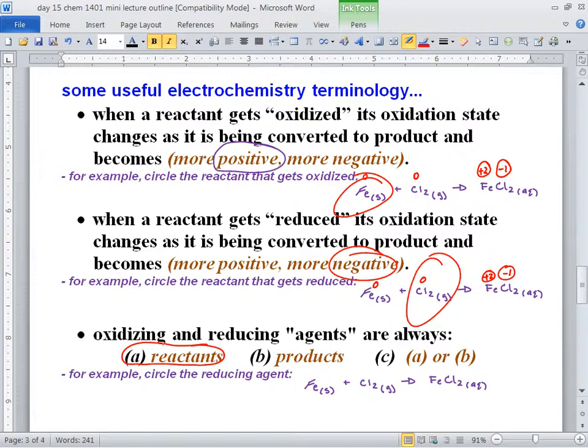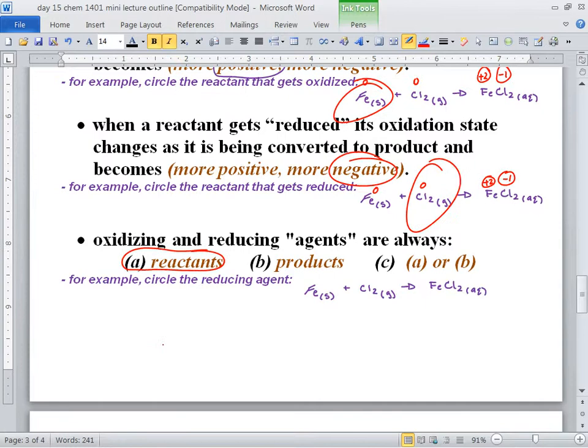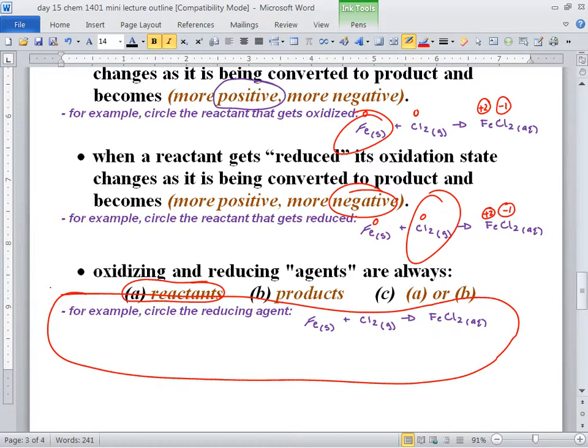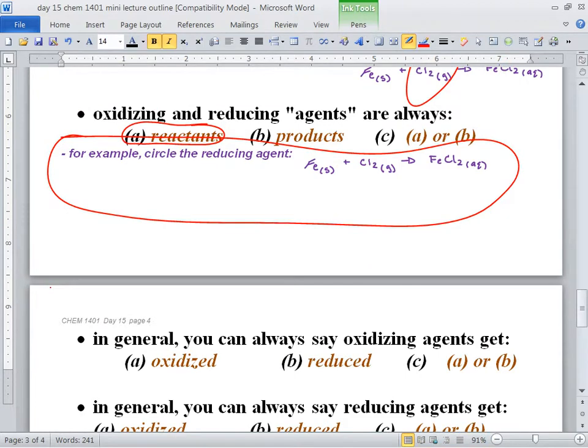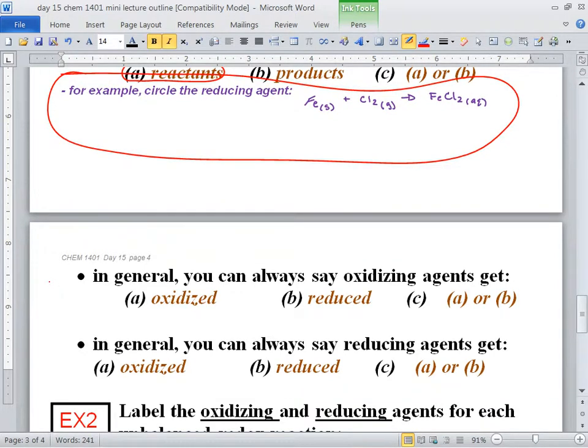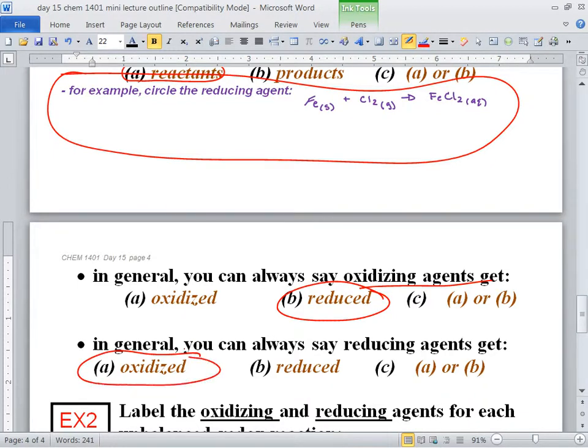We're not ready for this example yet, we'll come back to it. Oxidizing and reducing agents are always reactants. Because this is the type of question you're going to see: circle the reducing agent. Well, we need some hints here first. You can always say oxidizing agents get reduced. Reducing agents always get oxidized. So just know that. It's kind of odd. Reducing agents always get oxidized. Oxidizing agents always get reduced.